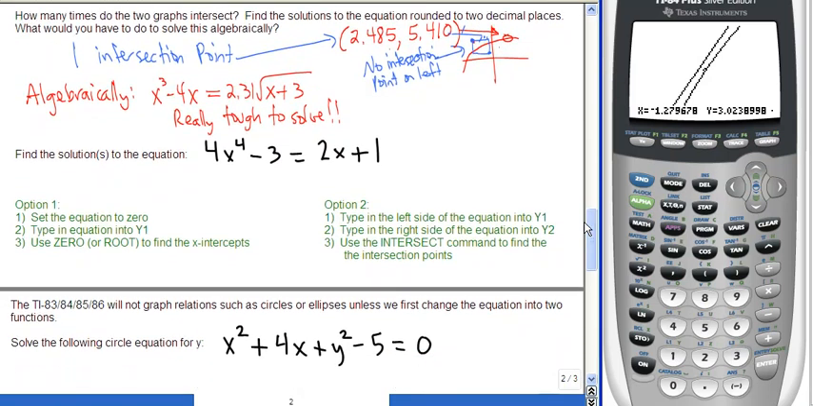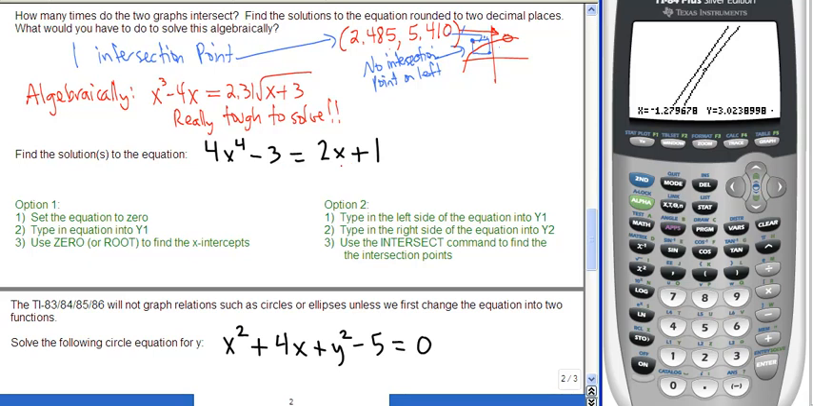One other thing I want to show you is how to solve intersection points in slightly different ways. So this time around, instead of writing it as y equals this and y equals that, I'm just giving you the already set equal to equation. So I want to find the solutions to this equation: 4x to the fourth minus 3 equals 2x plus 1.